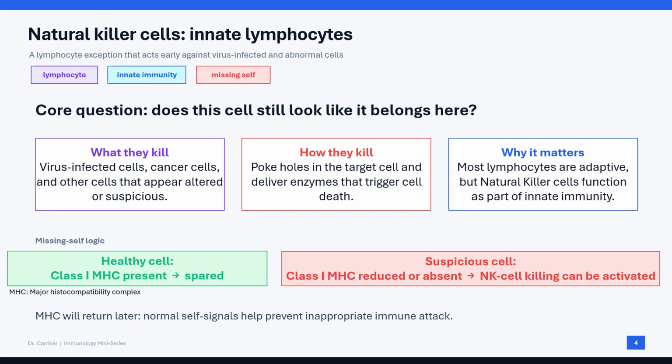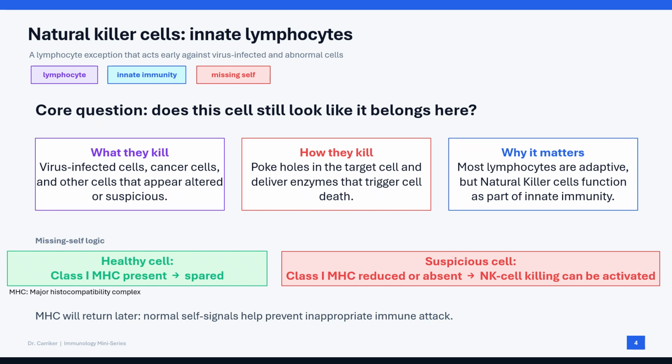So for now, let's think about the simple idea. A healthy body cell usually shows the immune system markers that say, hey, I belong here. It's holding up a big sign that says, I'm self. I am part of you. Do not destroy me.